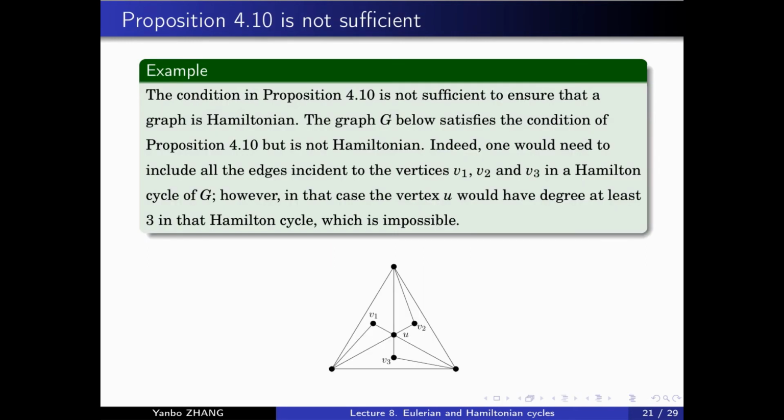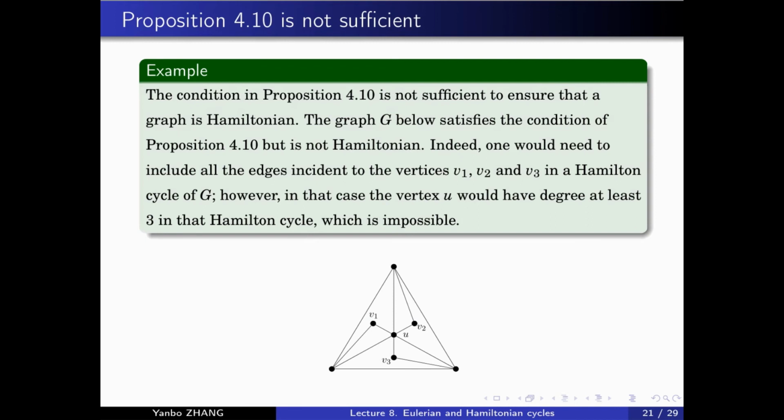We need to say that the condition in the proposition is not sufficient to ensure that a graph is Hamiltonian. It's only a necessary condition. We can use the proposition to determine that some graphs are not Hamiltonian, but we cannot use it to determine which graph is Hamiltonian. The graph G below satisfies the condition of the proposition, but it's not Hamiltonian.